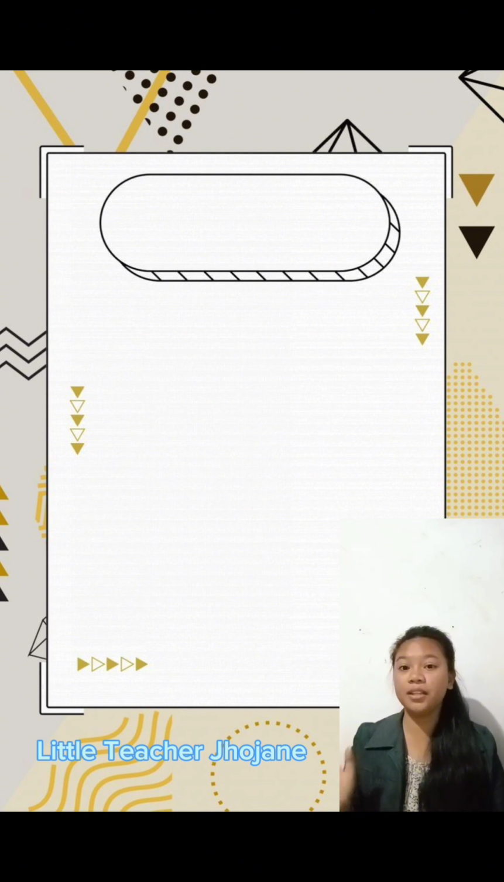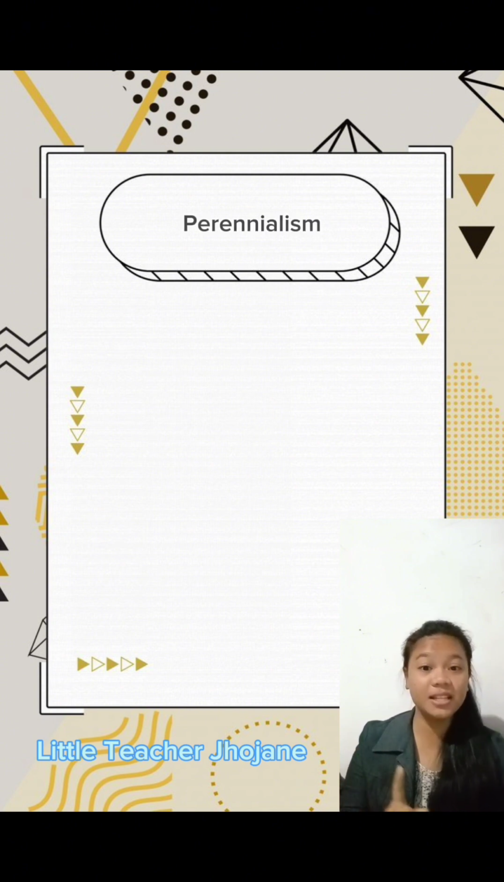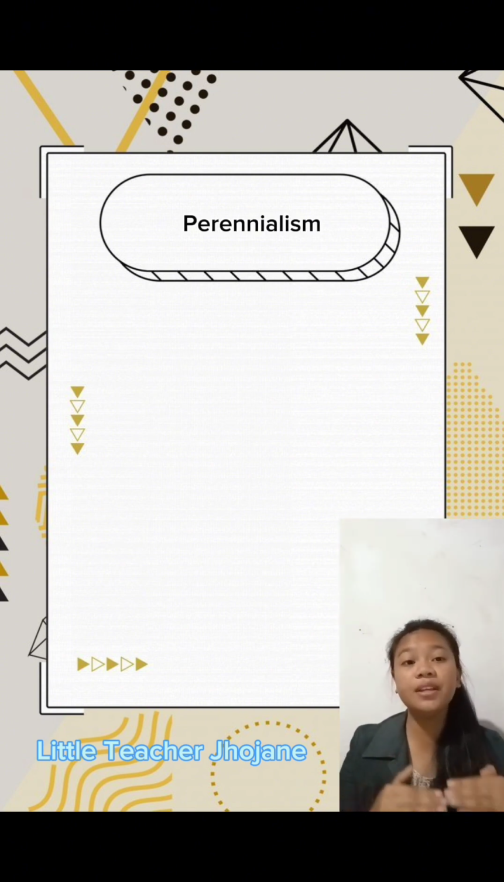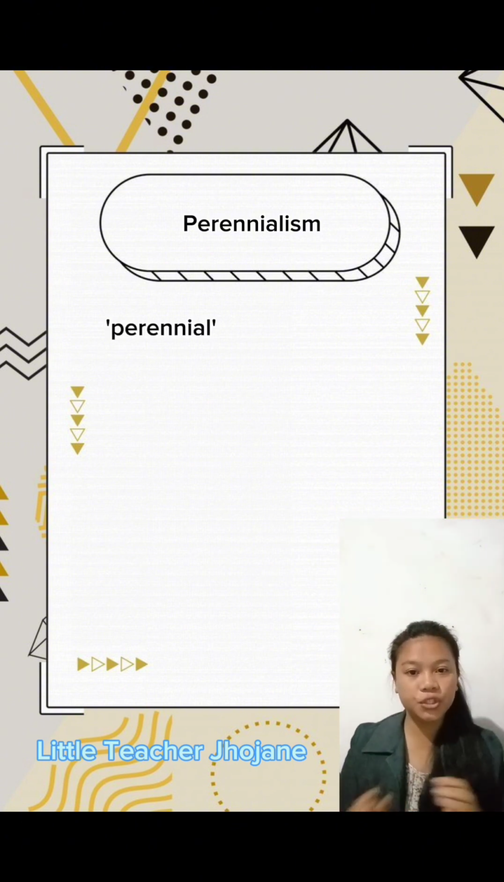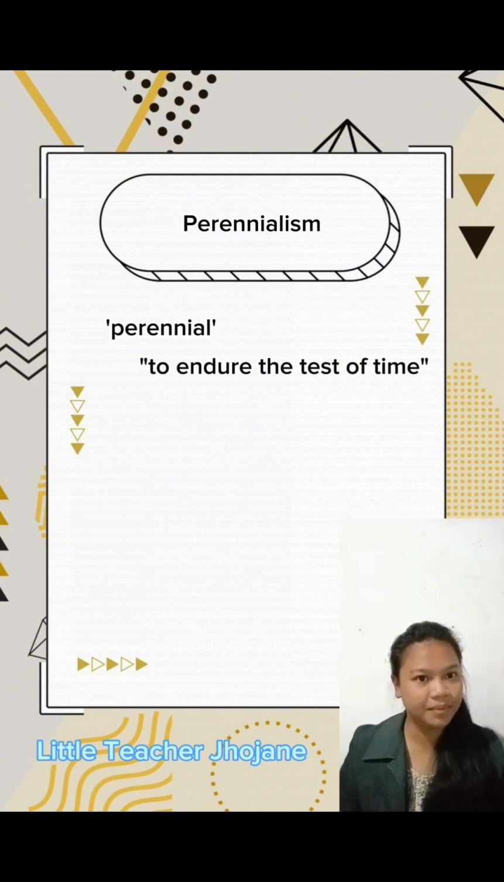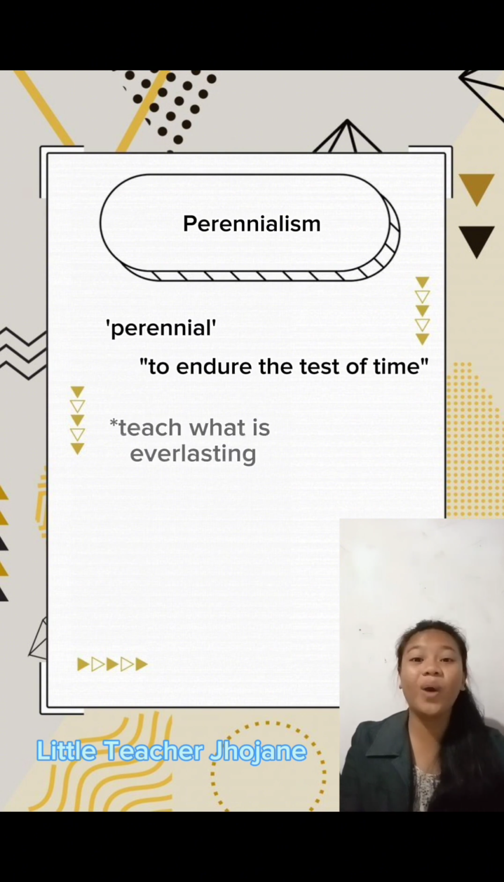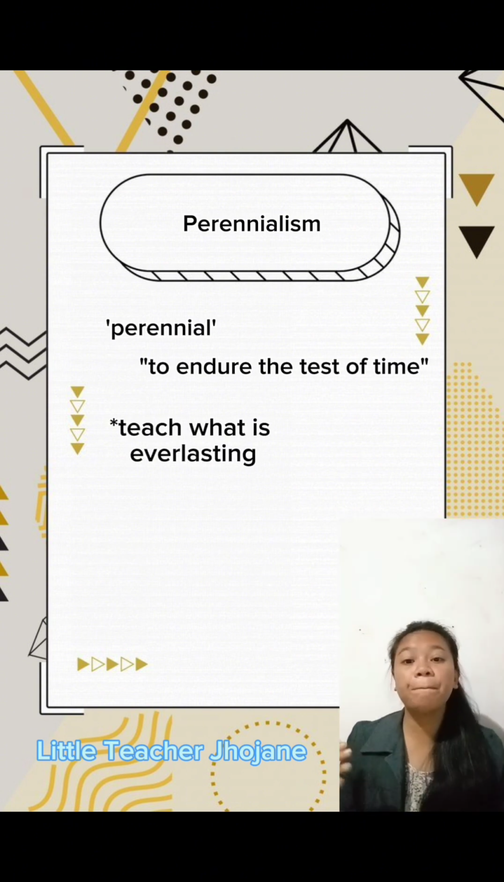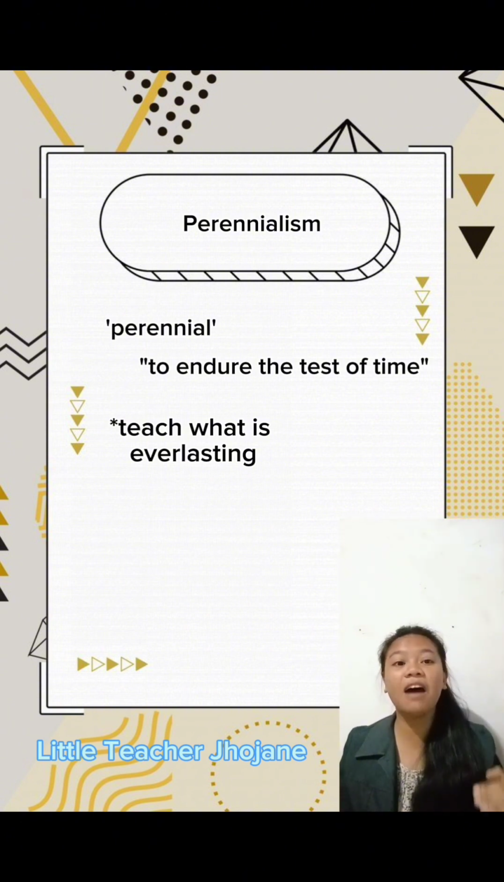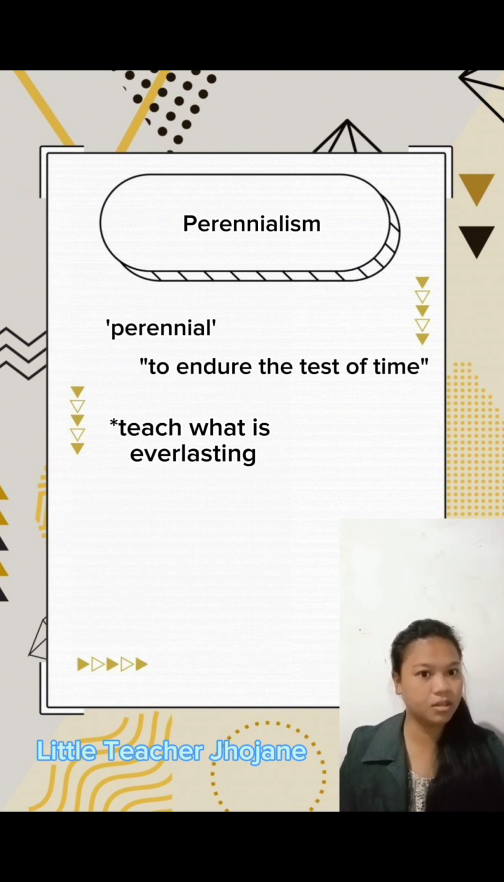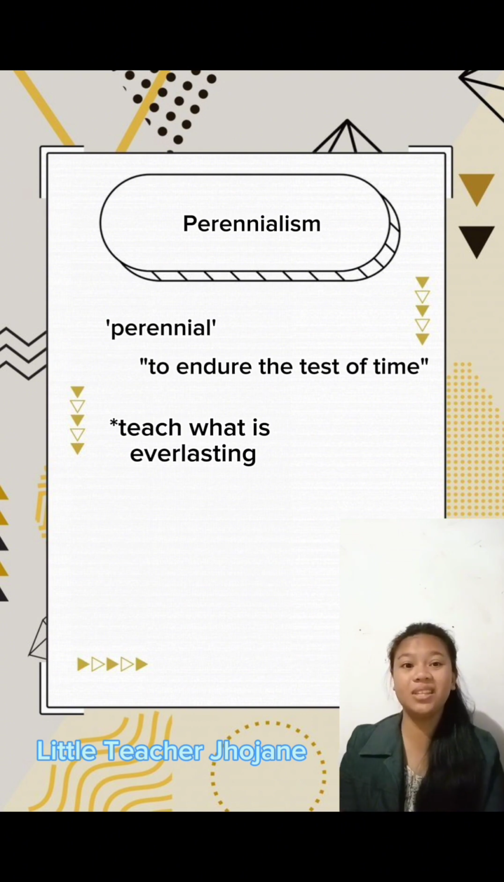Let's proceed to the second one, which is perennialism. Perennialism is derived from the word perennial, which means to endure the test of time. Perennialism in education means to teach what is everlasting. Perennialism believes that the focus of education should be the ideas that have lasted over centuries. Perennialists believe that one should teach the things that are of everlasting importance to all individuals everywhere.